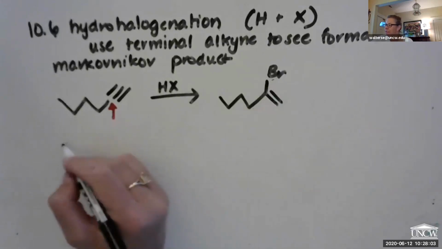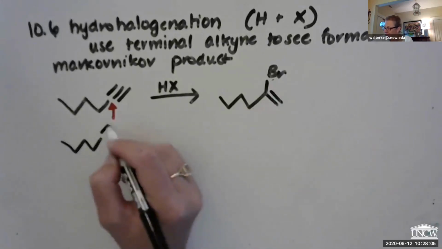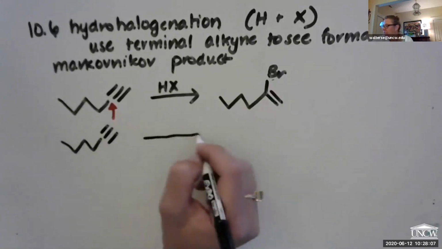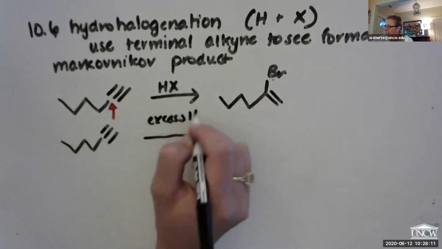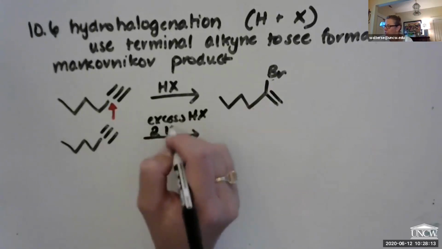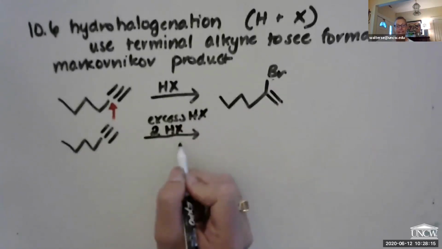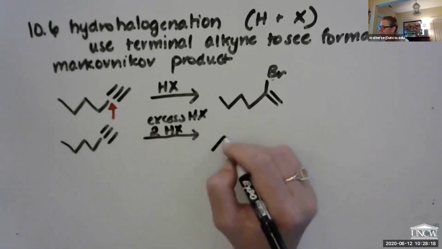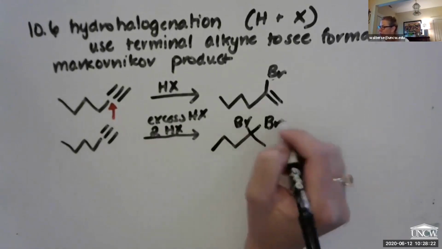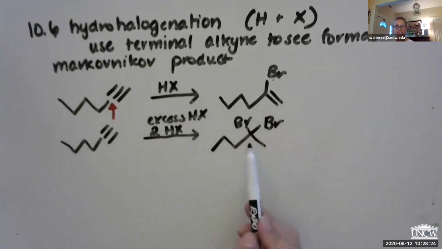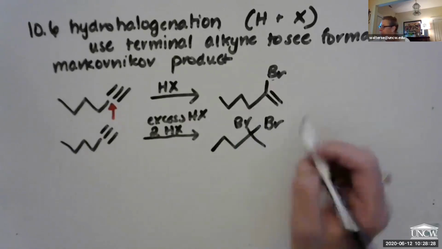Okay. If you do the same reaction, but you either say that you have excess HX or twofold HX, so twice as many HX molecules as alkynes, you go all the way to the alkane, but you end up with two halogens on a geminal carbon. So you end up with a geminal dihalide.